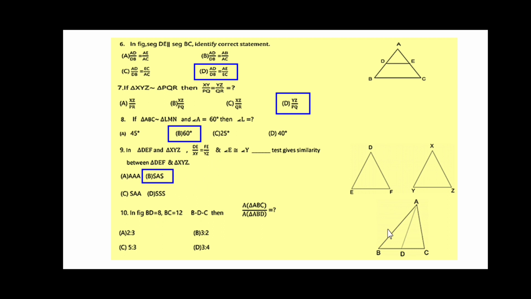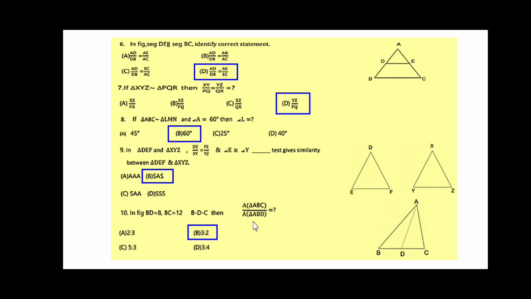In this figure, BD is equal to 8 and BC is 12. BD is 8 and this whole BC is 12. BDC is between, that we came to know from the figure. Therefore, area of triangle ABC upon area of triangle ABD, these two triangles having the height as common, so here we'll take the ratio of these two, and that results into 3:2.